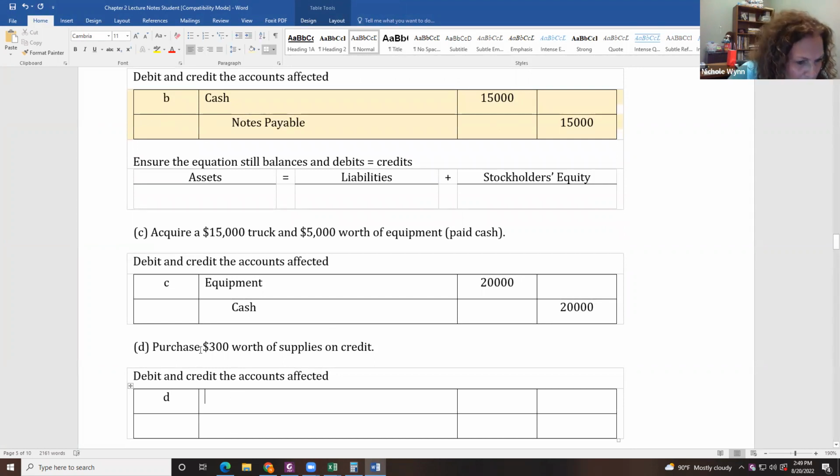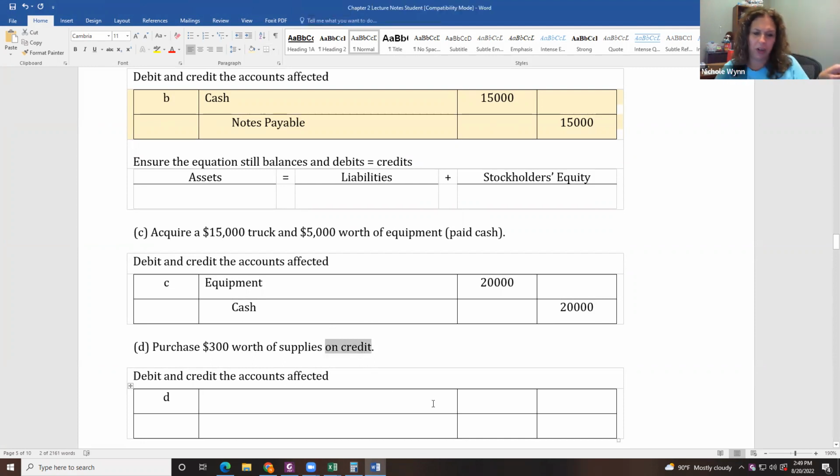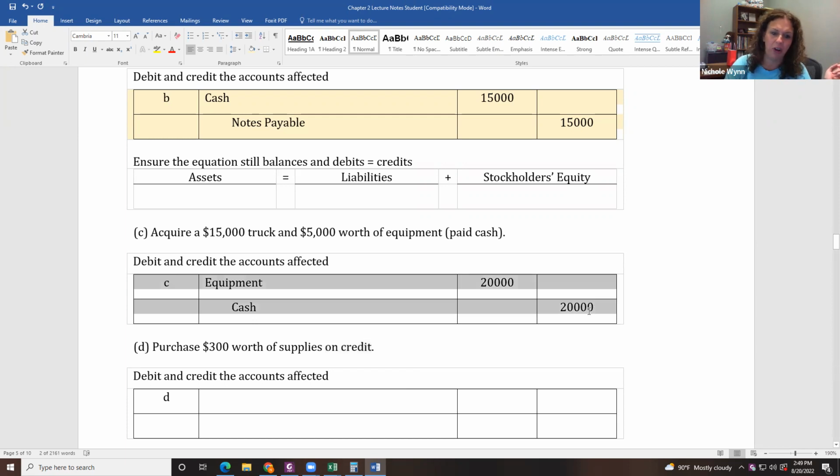We are purchasing supplies on credit. Remember the last part of the notes, it said on credit means that you're going to pay later. So we're buying supplies. Supplies is an asset. We are going to pay later. Accounts payable. I want you to keep in mind that this transaction doesn't involve cash. I always do cash first, like, what happened to cash? But I cannot do cash first because this transaction doesn't involve cash.